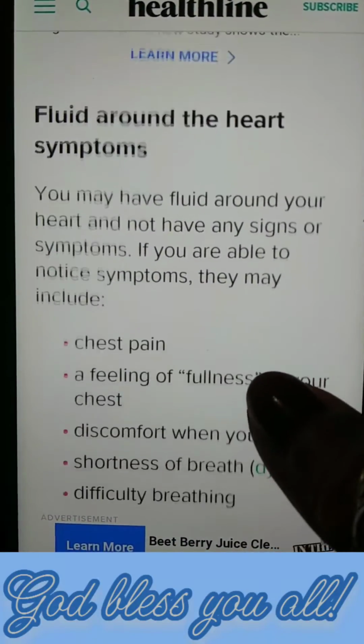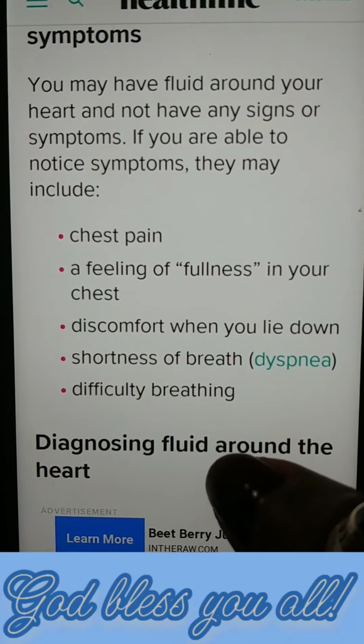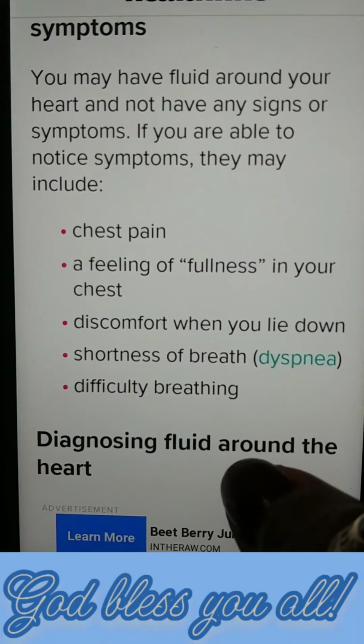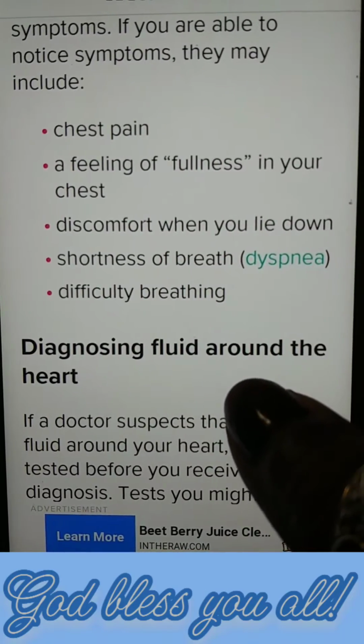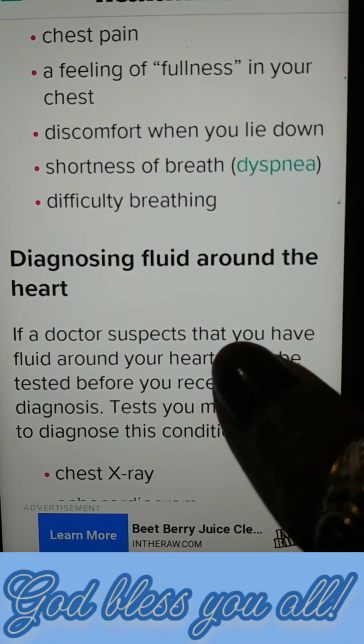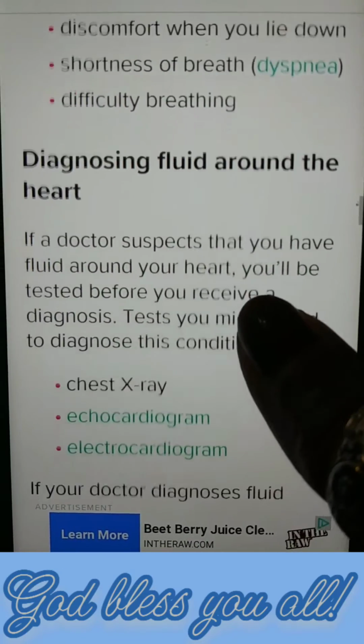Fluid around the heart symptoms. You may have fluid around your heart and not have any signs or symptoms. If you are able to notice symptoms, they may include chest pain, a feeling of fullness in your chest, discomfort when you lie down, shortness of breath, or difficulty breathing.